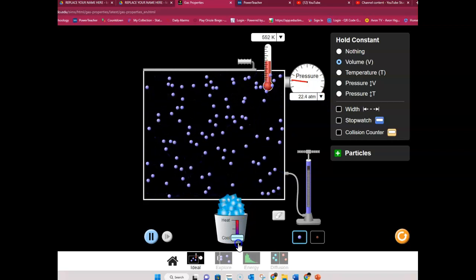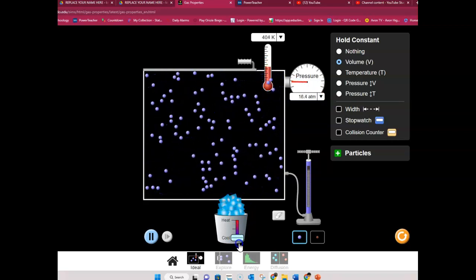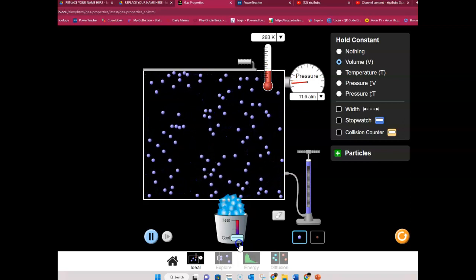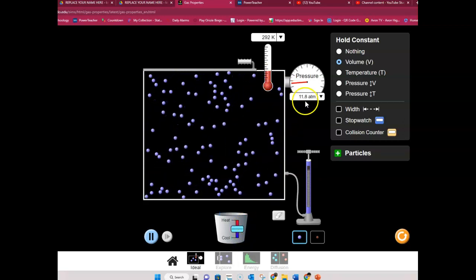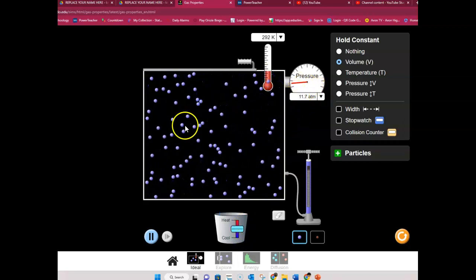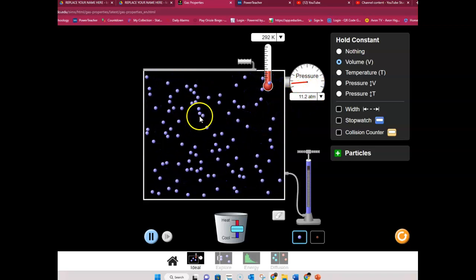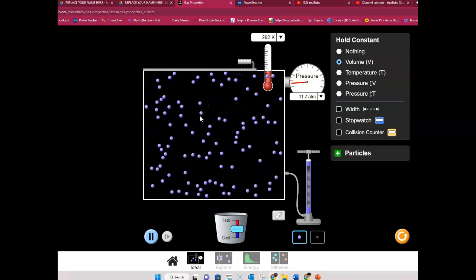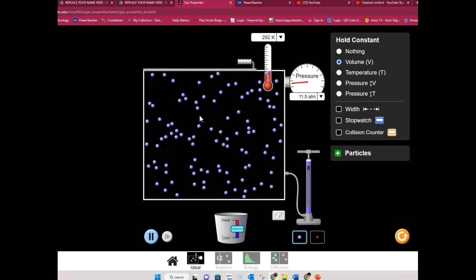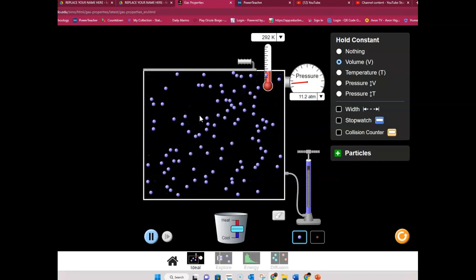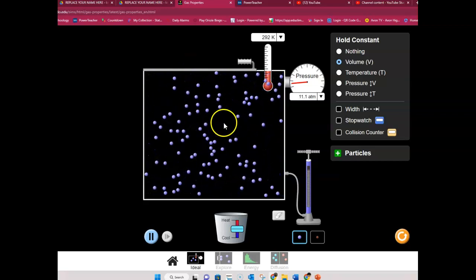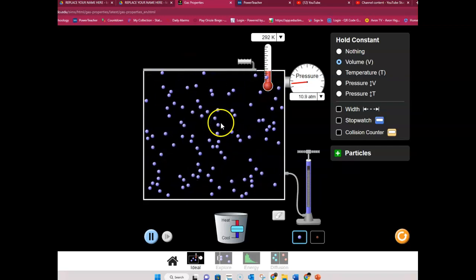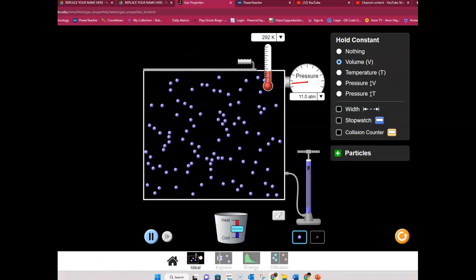If I decrease the temperature, that means I'm slowing down the particles. That means my pressure is also going to decrease, because if I'm slowing the particles down in the same amount of space, I'm going to hit the sides of the wall less often because I'm not moving as fast. So I visually showed you how the three different laws are represented.